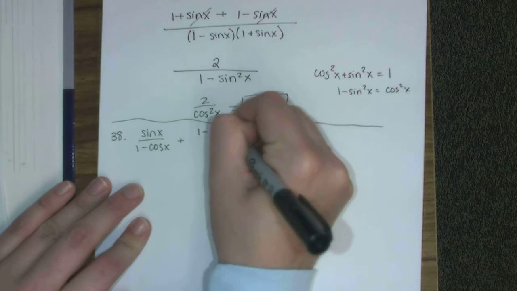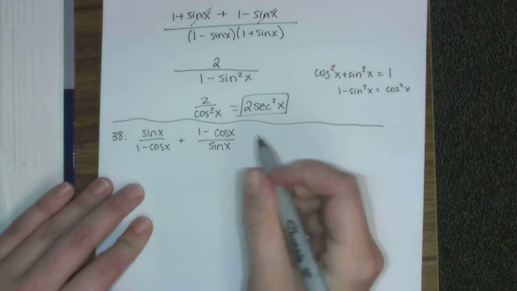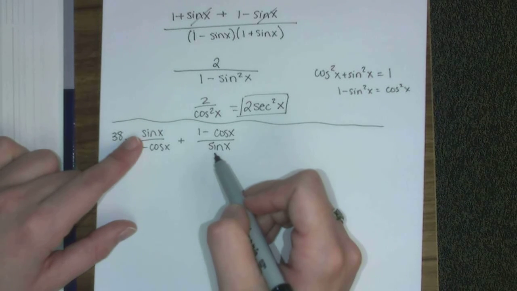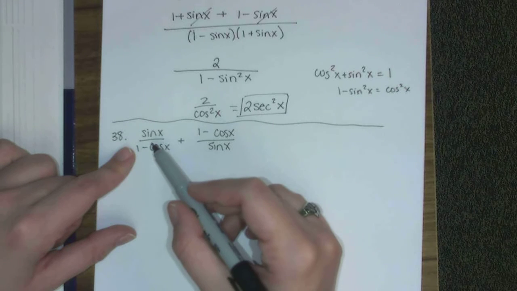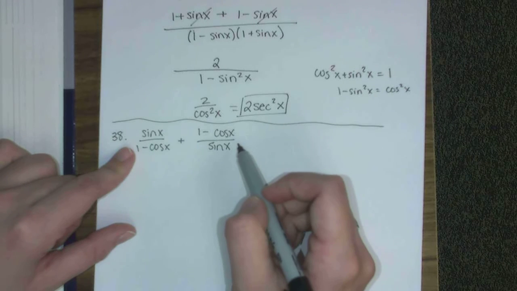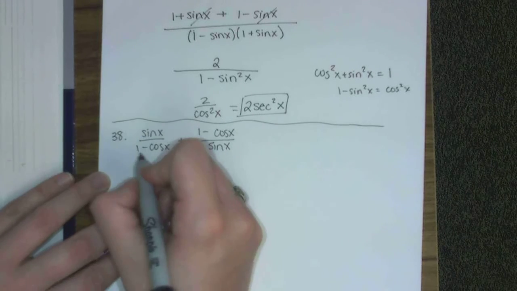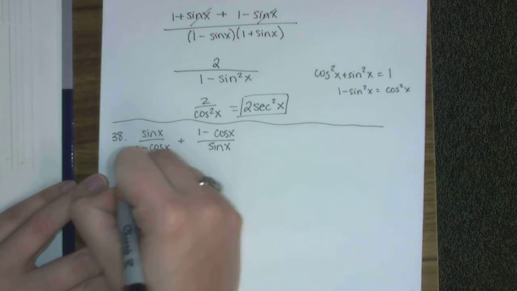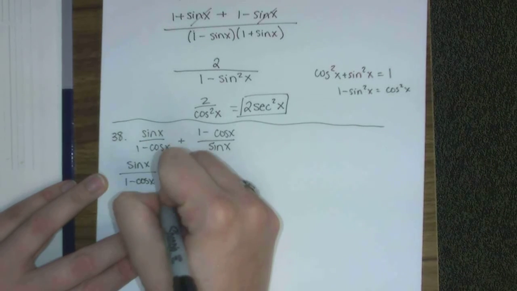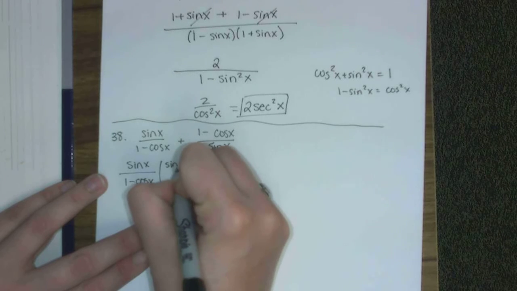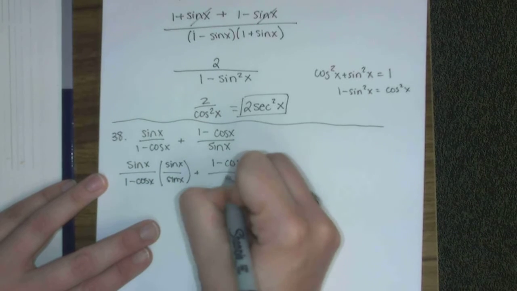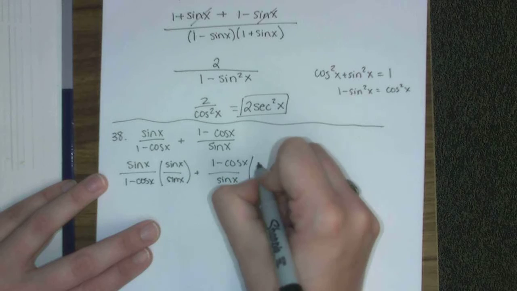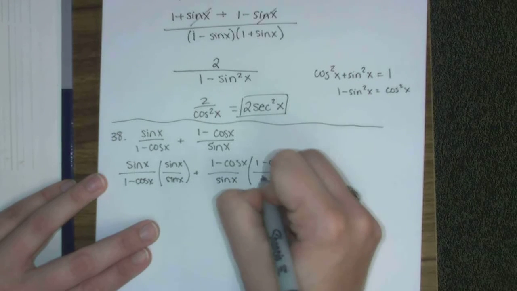So this one over here is going to be multiplied by sine of x over sine of x. This one over here is going to be multiplied by 1 minus cosine of x over 1 minus cosine of x. So again, I will go ahead and write out that step for you so you can see it. Alright, so over here on top, I'm going to write it as one fraction to save some time, is going to be sine squared of x.